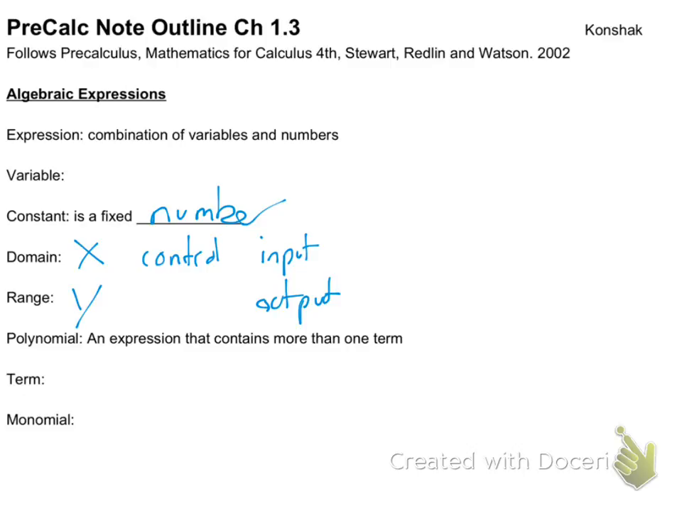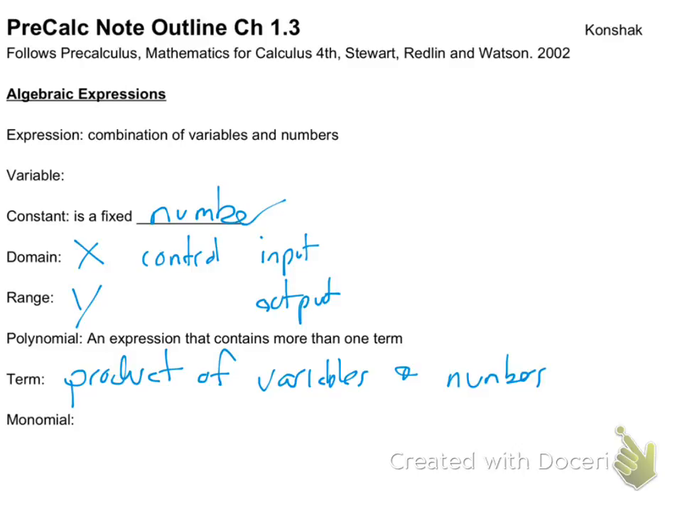A polynomial is an expression that contains one or more terms. So what's a term then? A term is a product of variables and numbers, aka constants, right? So like 2x squared is a term.